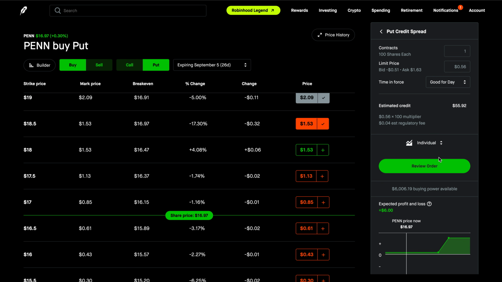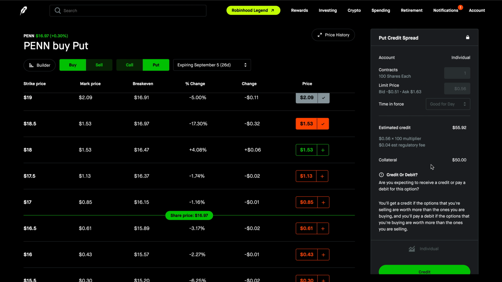Now, if I click continue here, since we're entering for a credit, that means we'd have to put up collateral. So if I review this order, you can see here, $50 in collateral. So according to Robinhood, for this put credit spread, we'd be entering for a $56 credit, and we'd have to put up $50 in collateral here. So let's go over to OptionStrat. Let's visually take a look at what this trade looks like.